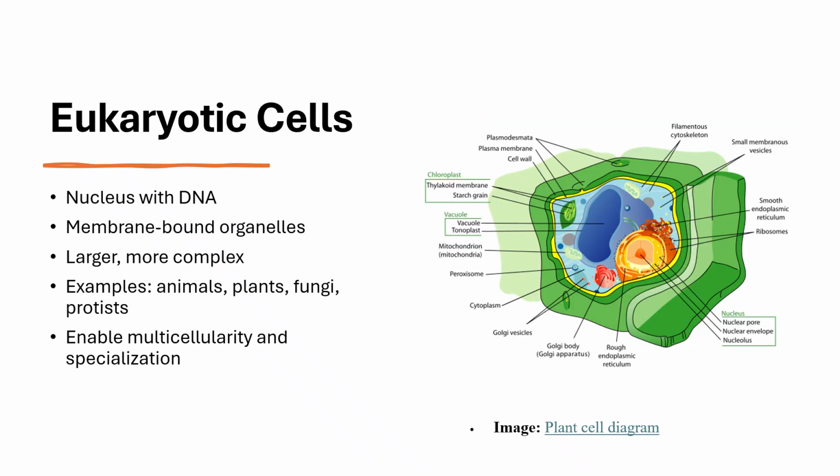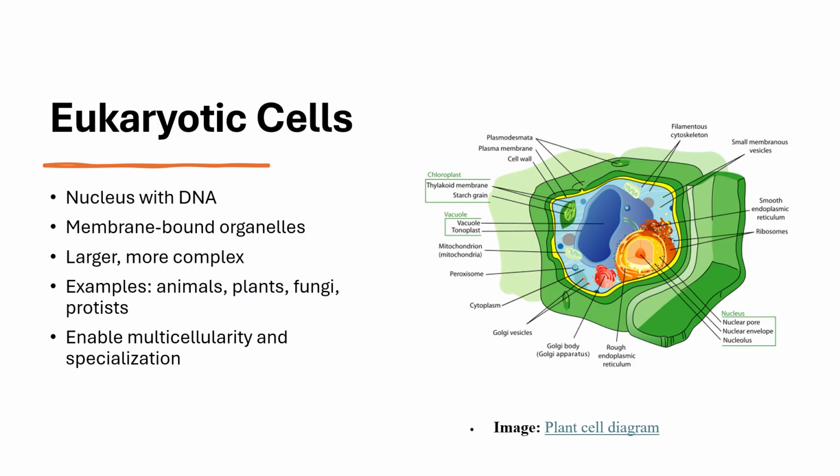Eukaryotic cells are more complex than prokaryotic cells. They contain a nucleus that houses DNA. Membrane-bound organelles such as mitochondria, chloroplasts, and the endoplasmic reticulum perform specialized functions.